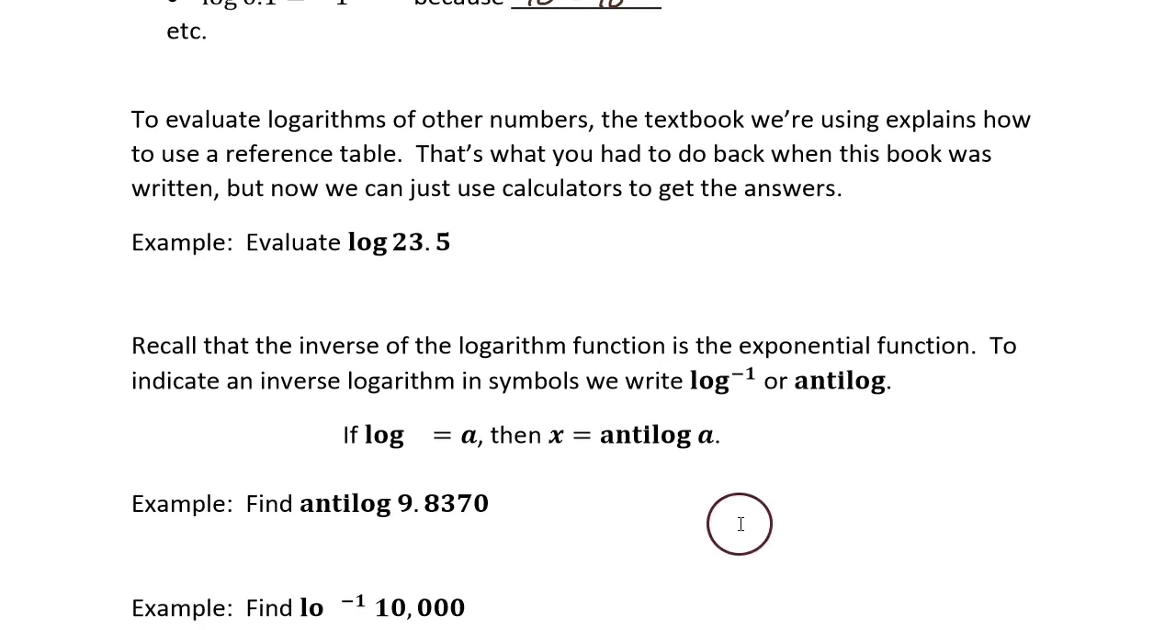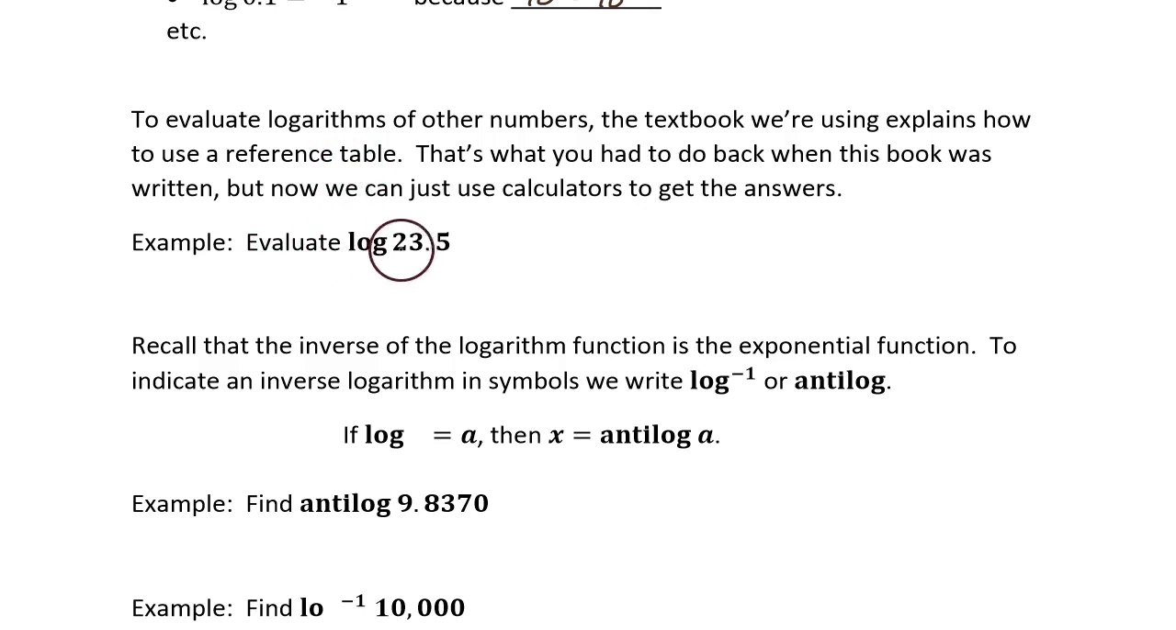To evaluate logarithms of other numbers, the textbook we're using talks about using a reference table. This is a really old textbook, before modern calculators. So to figure out what logarithms were equal to, mathematicians had to look up numbers in charts. We don't have to do that. We have calculators that will automatically find us the logarithms.